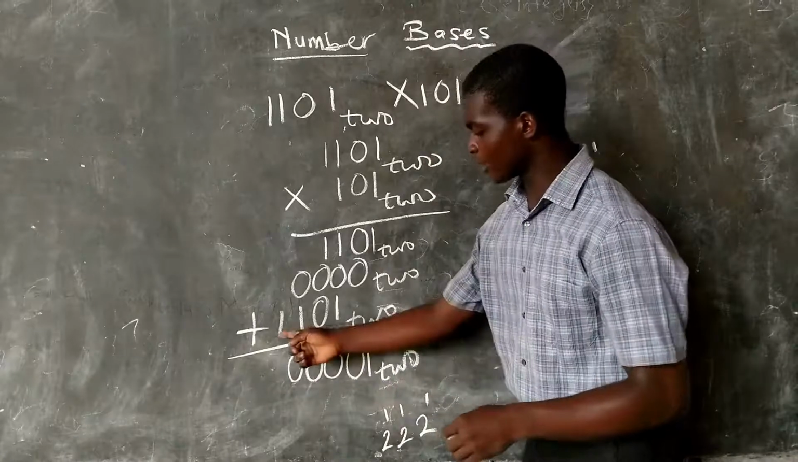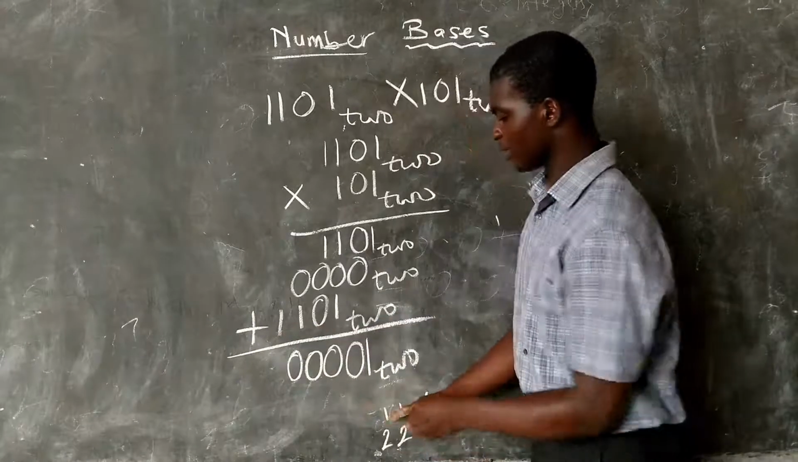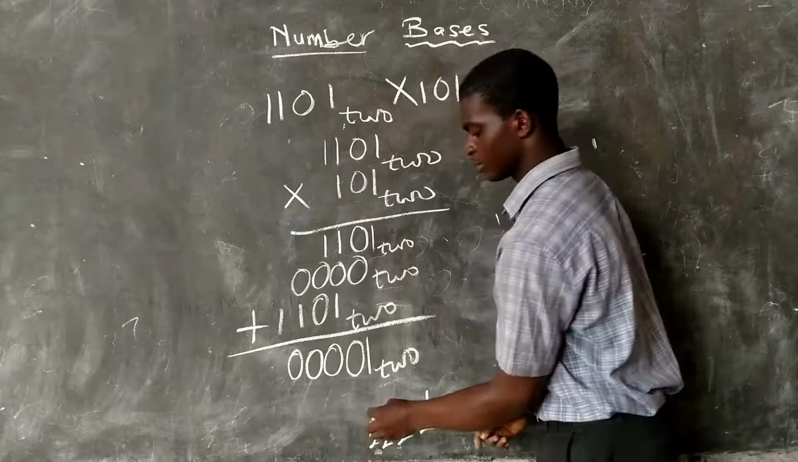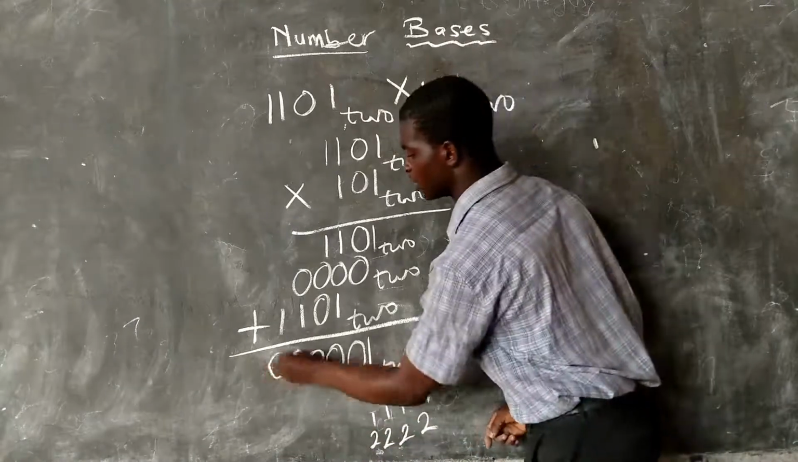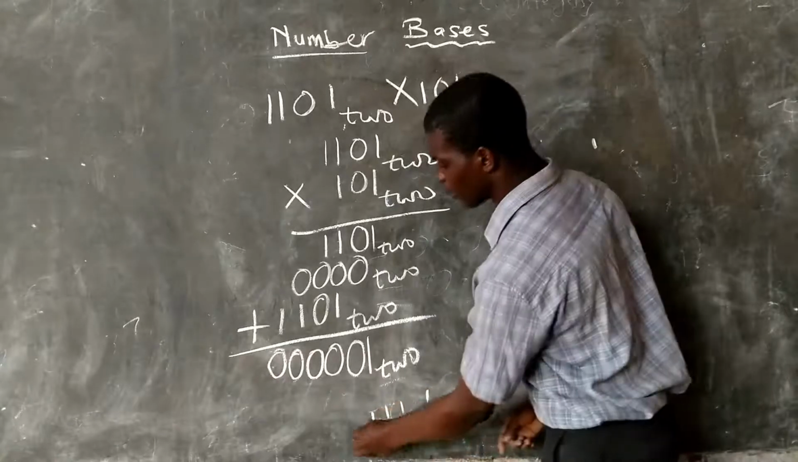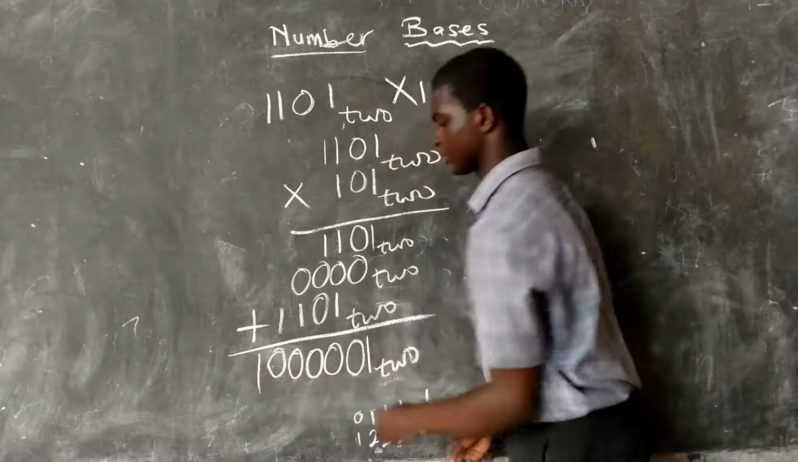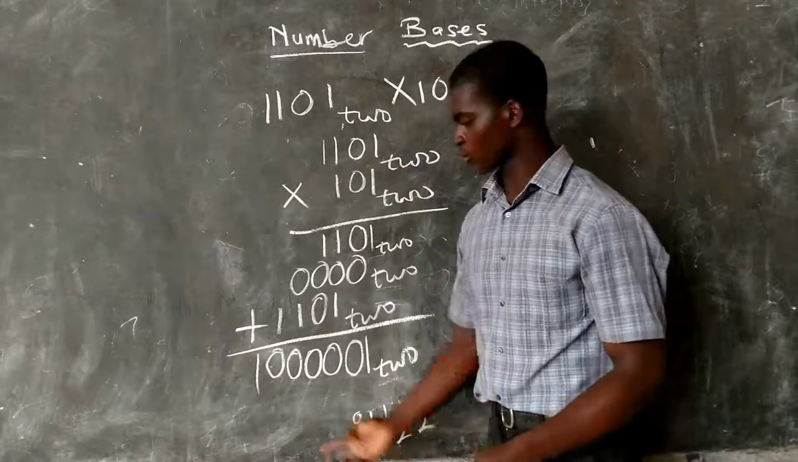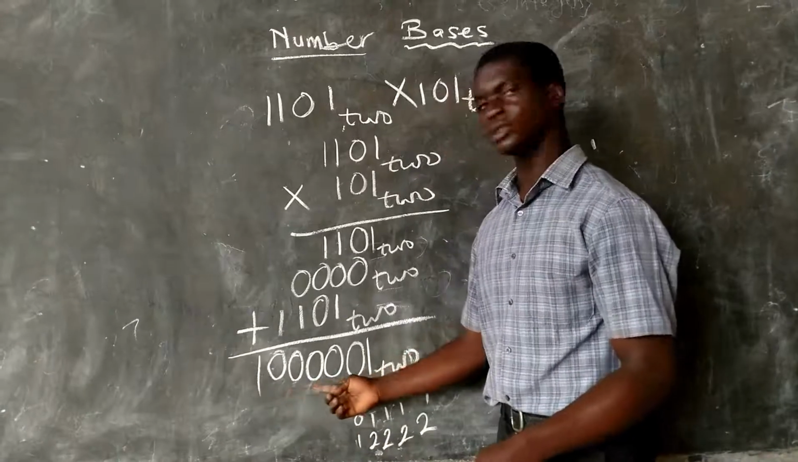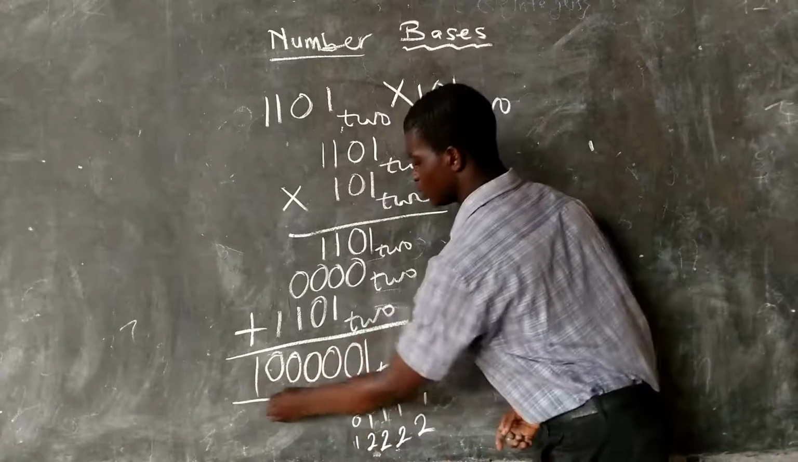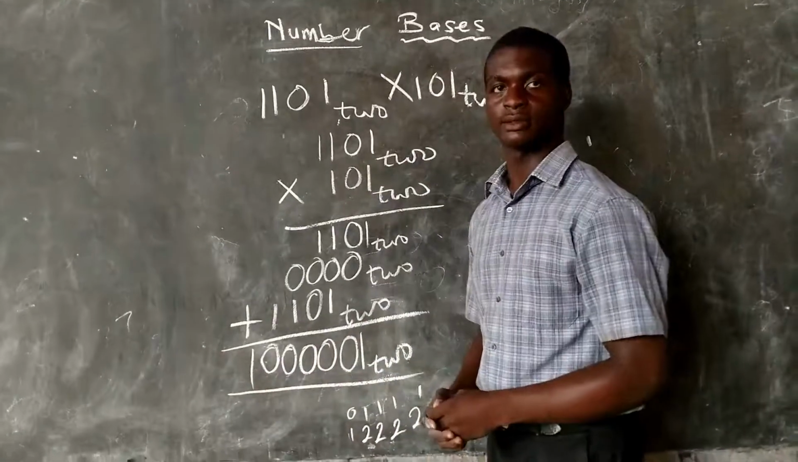We have 1 over here, and so plus the 1 over here gives us 2. 2 goes into 2, 1, giving us a remainder of 0. Now we have 1 over here, of which 2 cannot go into it, and so it gives us a remainder of 1. And so our answer is 1000001 base 2.